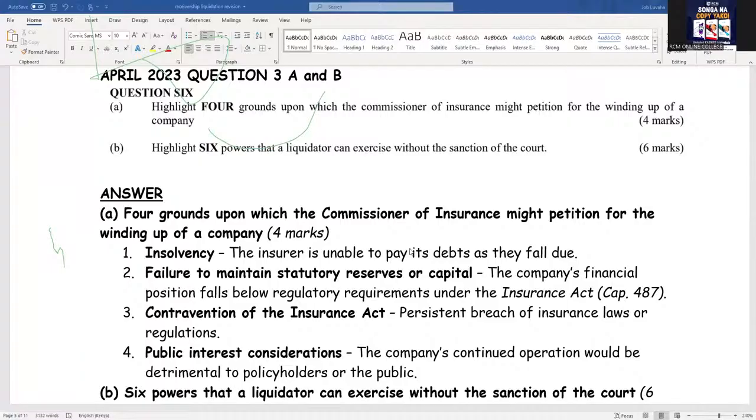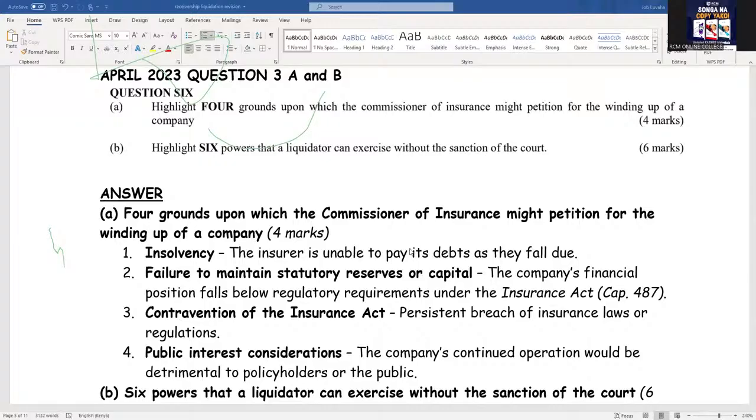If they haven't met the statutory requirements, or they have acted illegally, as per the Insurance Act requirements. So the Insurance Act basically gives guidance as to how insurance companies are supposed to operate. So they have to conform to that particular law regarding how they're supposed to operate. Contrary to this, it means they would have acted illegally, and therefore they can be liquidated.